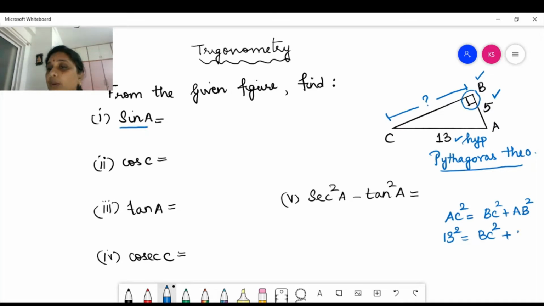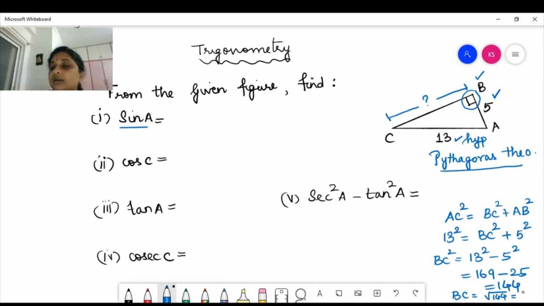Plus AB square, that's nothing but 5 square. So to find BC square, let's transpose 5 square to the other side. So it goes as minus 5 square. So you get 169 minus 25, that equals 144. So when your BC square is 144, your BC is going to be the square root of 144.